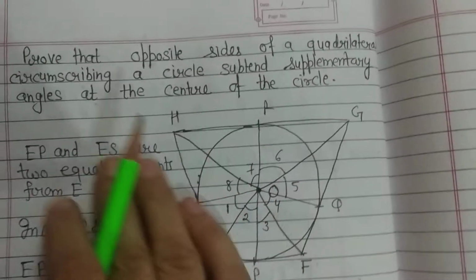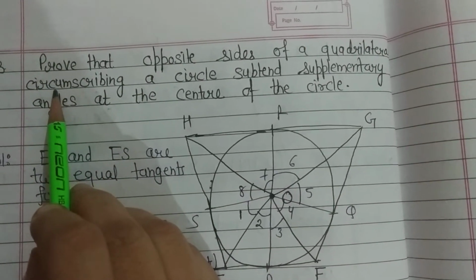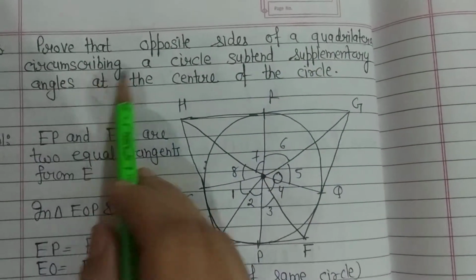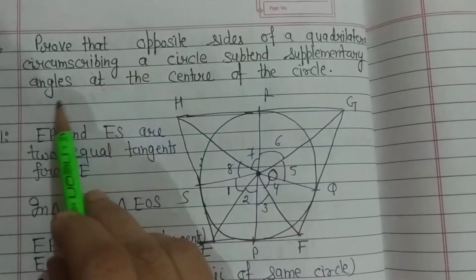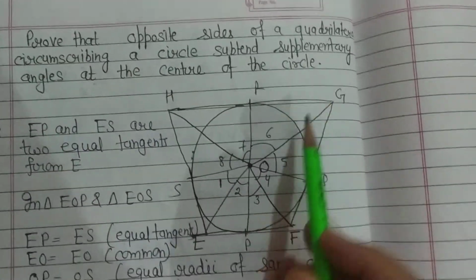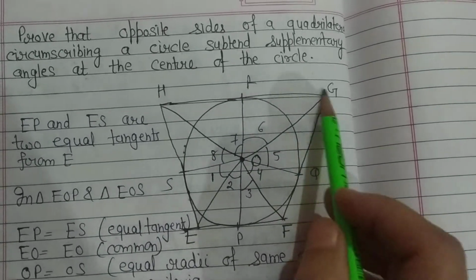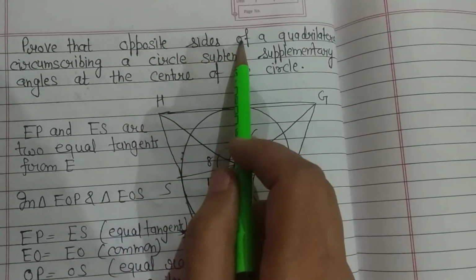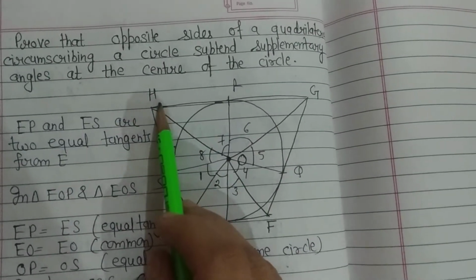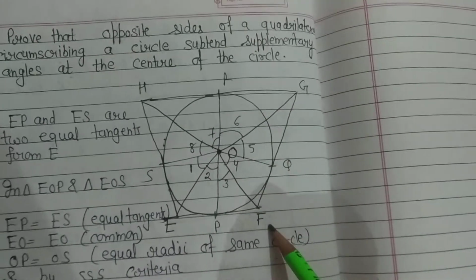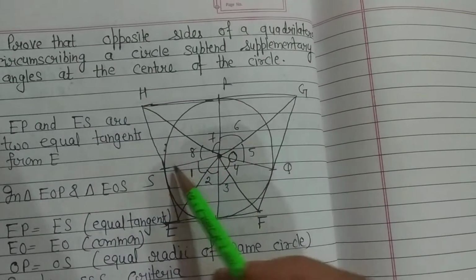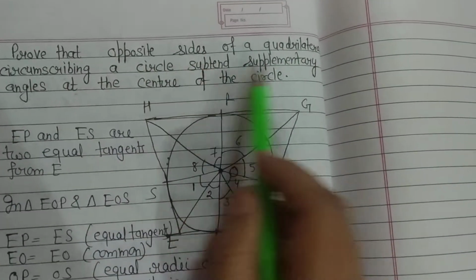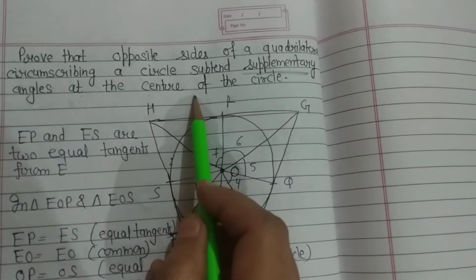Now question number 13. This is also a very important question. Prove that the opposite sides of a quadrilateral circumscribing a circle subtend supplementary angles at the center of the circle. Now this is a circle and this is a quadrilateral which is circumscribing a circle, and we have to show that the opposite sides of the quadrilateral, means EF and HG are the opposite sides, GF and HE are the opposite sides, subtend supplementary angles at the center.